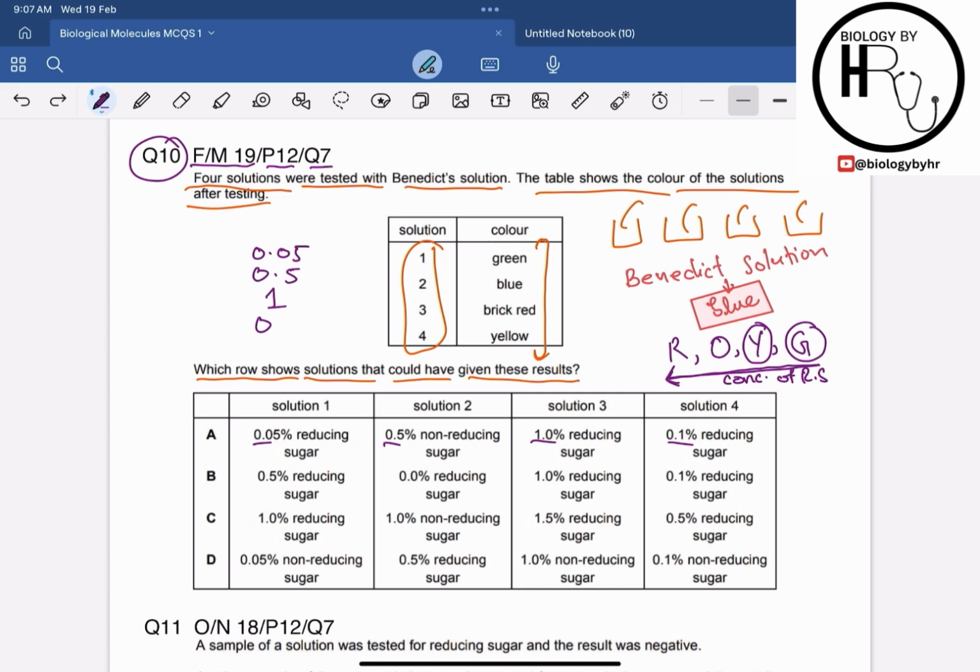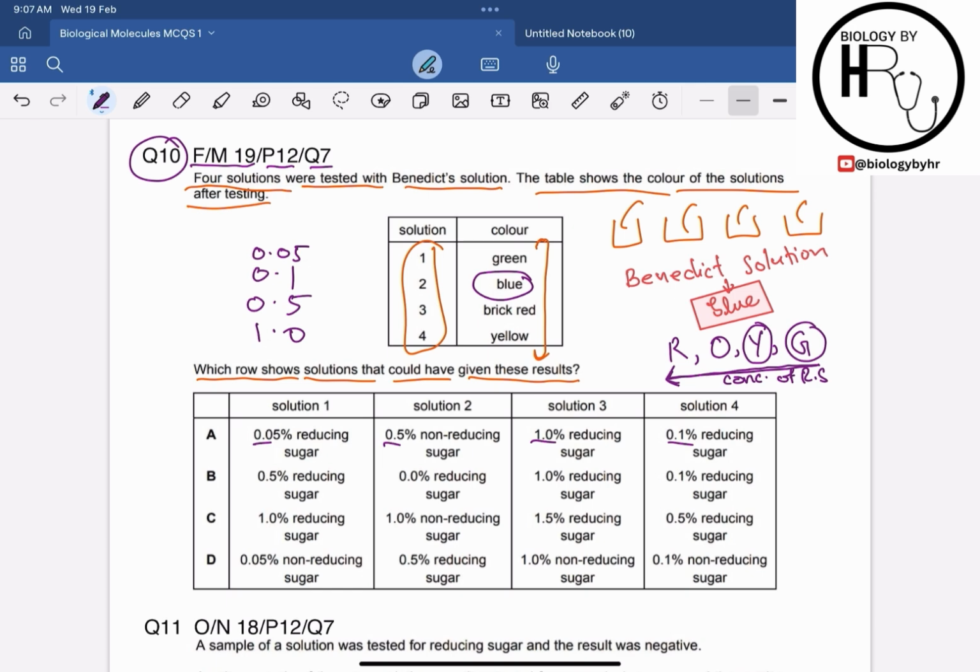No, this is not the correct order, sorry. 0.1, 0.5 and then 1.0. Yes, this is the correct order. Now we have to arrange it in a way, like for example, if blue is there, it is clearly indicating that no reducing sugar is present, right? No reducing sugar is present.